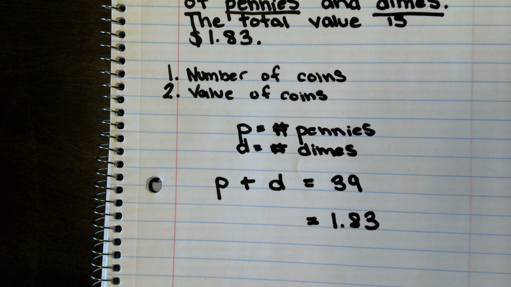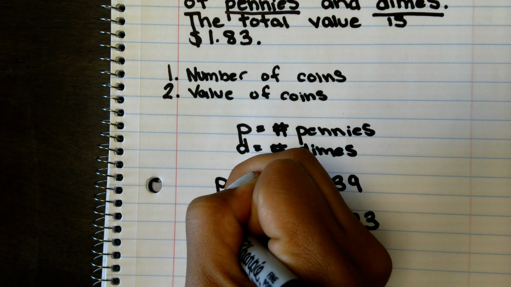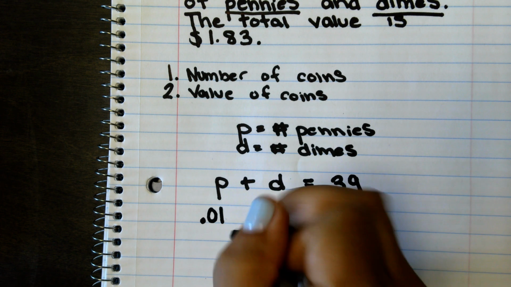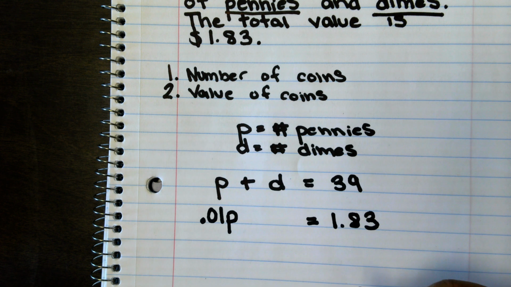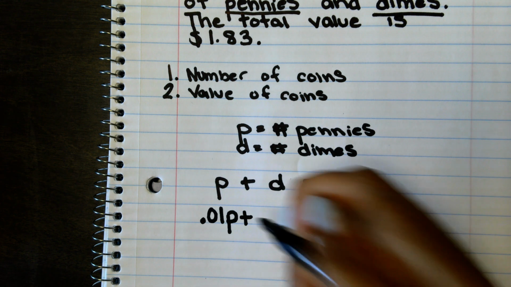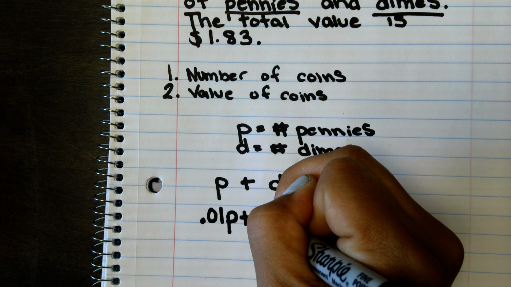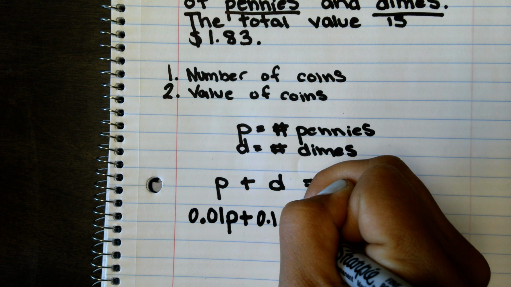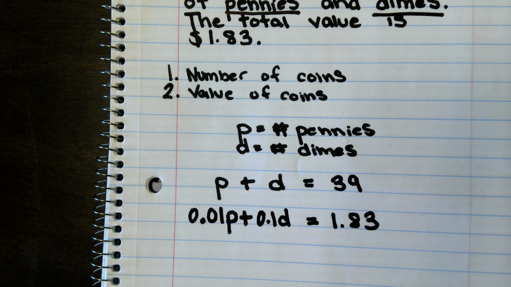But these coins are worth different amounts. So for the number of pennies and how much that's worth, we would need to multiply how much a penny is worth by the number of pennies. How much is a penny worth? Well, it's worth $0.01 or 1 cent. So 0.01 times however many pennies there are, plus what's a dime worth? Well, that would be 0.1. I'll write 0.1 times the number of dimes.